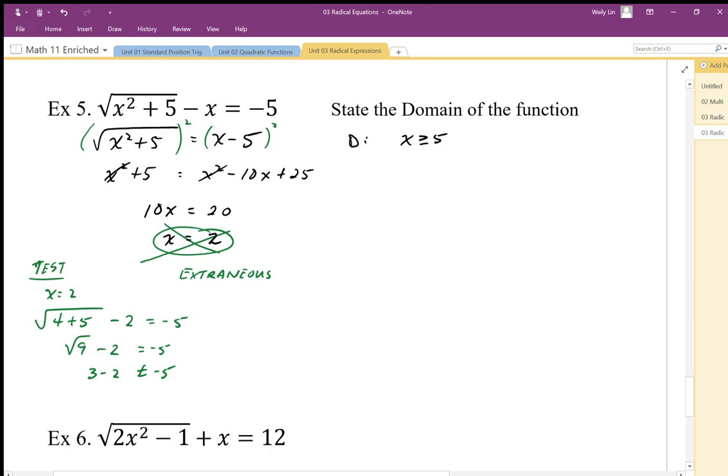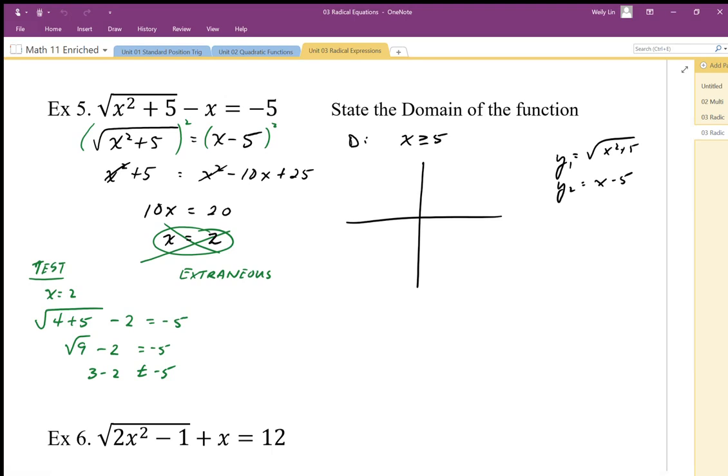Well, I wouldn't really expect you to know what this graph looks like, but if I were to graph this, I would graph y equals square root x squared plus 5. That's my y1. My y2 is going to be x minus 5. So plugging this into my graphing tool, I'm going to get x squared plus 5, and then x minus 5. My graphing tool shows me that the shape here is actually called a hyperbola, and then I also get a line that looks like this.